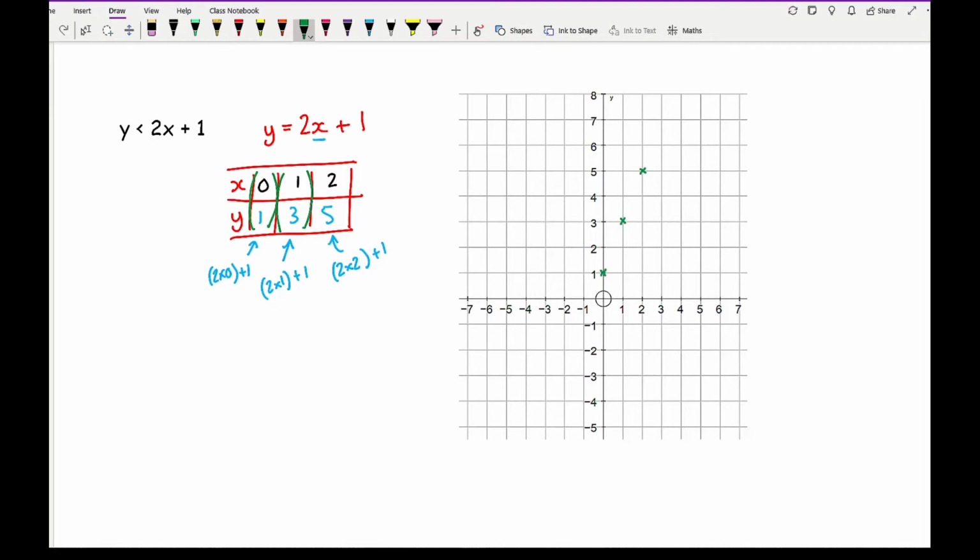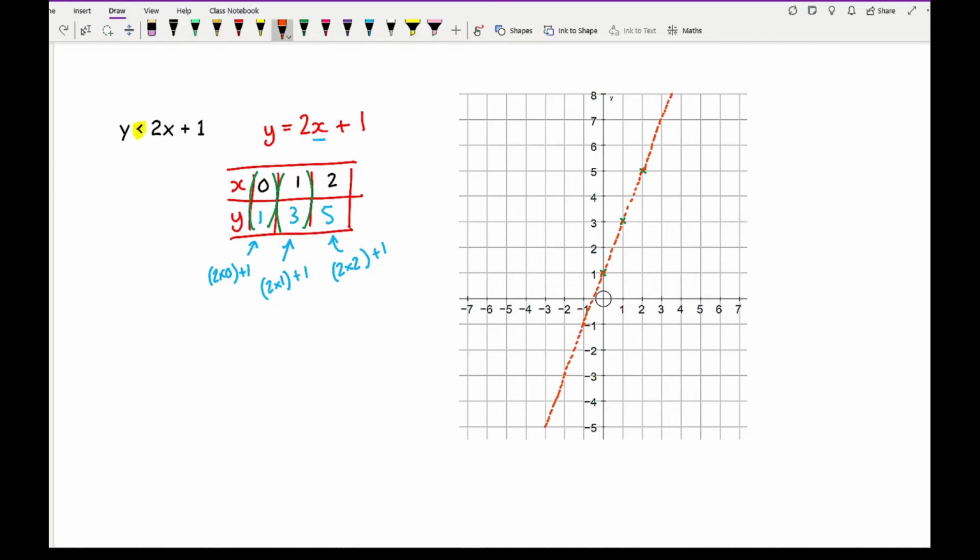Now from this, I need to decide whether I'm going to connect those points with a dashed line or a solid line. Because I've got no equal sign, it's going to be a dashed line. This can be really difficult because I haven't got a ruler, so what I would do is connect these points up, and maybe have a few more points just to guide me. But you need to make sure that you are crossing all the axes and extending that line as much as you can. And we go from there.